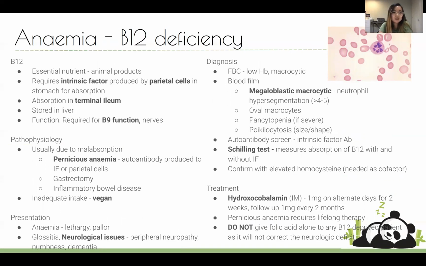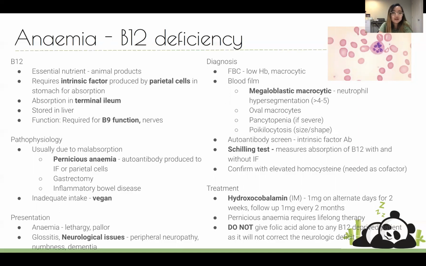And for function, it's required actually for folate or B9 function and nerves. And so usually this is due to malabsorption. So pernicious anemia is when you have an autoantibody produced to intrinsic factor or parietal cells, and they actually examine this quite often. And because of that, you can't absorb it, so you get deficient. But also things like gastrectomy.